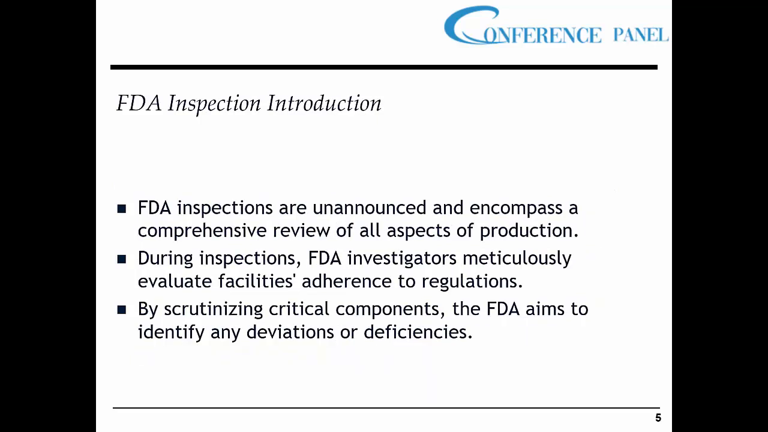FDA inspections are typically unannounced and encompass a comprehensive review of all aspects of production, from the sourcing of raw materials to the distribution of finished products. During these inspections, FDA inspectors meticulously evaluate your facilities' adherence to regulations governing sanitation, quality control, record keeping, data integrity, and product testing, just to name a few things. By scrutinizing these critical components of manufacturing and distribution processes, the FDA aims to identify any deviations or deficiencies that could compromise product quality or pose risks to public health.